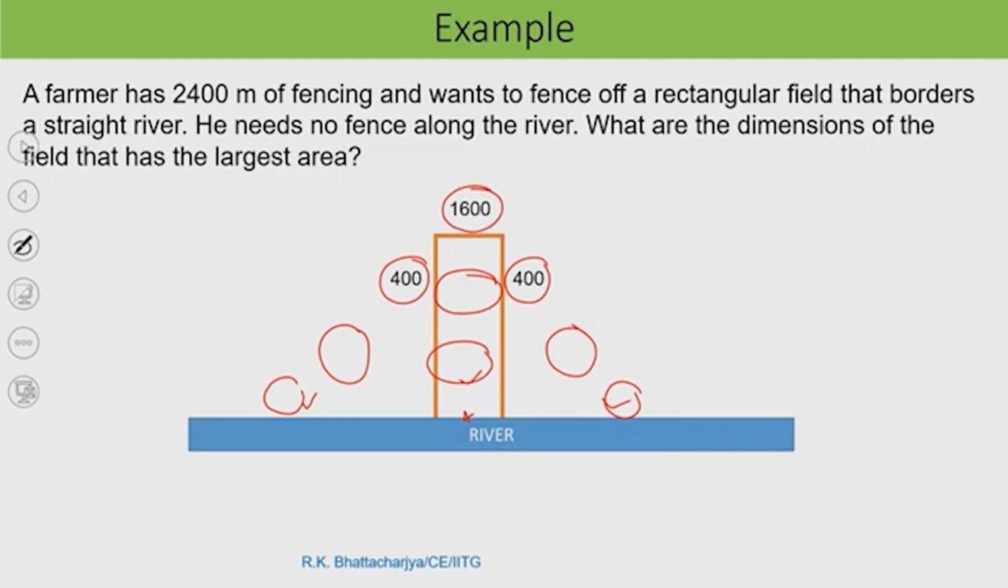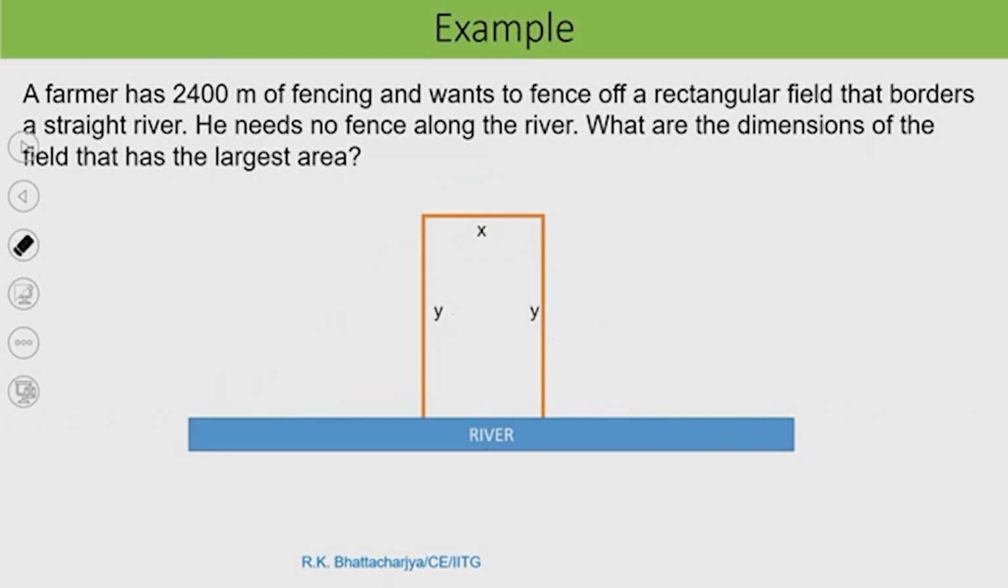So, here what is your objective? The objective is to maximize the area of the rectangle. Okay. So, I can take these variables. This dimension is x and this is y. Okay. This is your y. Therefore, I would like to maximize the area. So, what is your area? x into y. Okay. So, this is my objective function, but there is a constraint.